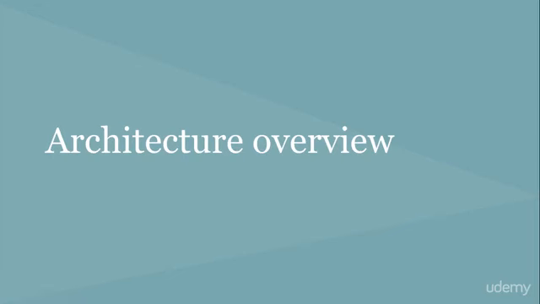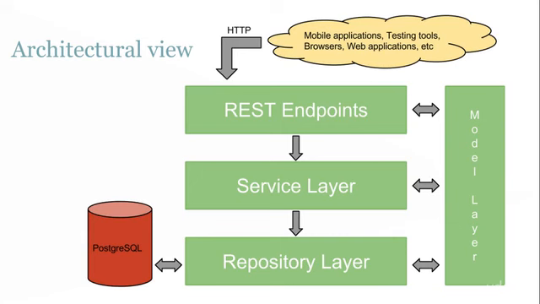Architecture overview. Let's see now a little bit of how our system will be architected. So here we have our architecture view. Here at the top we have the clients of our system. These clients can be mobile applications, testing tools, browsers, web applications, etc. Any piece of software that can talk through HTTP, regardless of the language it was written in.